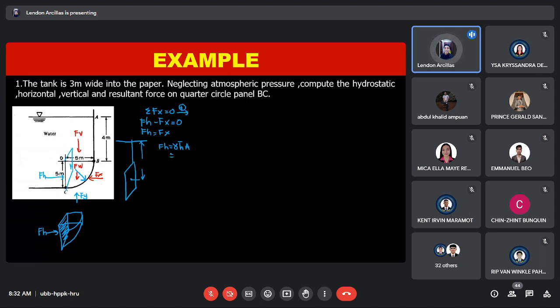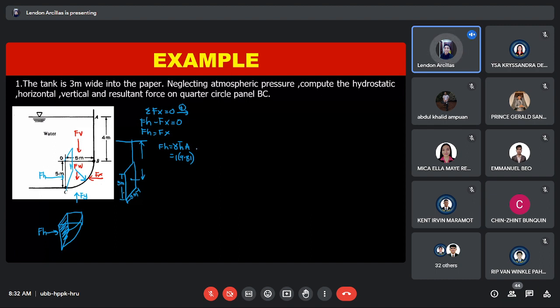That is water. 1 times 9.81. But we need to have the h bar and the area. So, ano yung width ng gate na to? So, we need to project 3 meters. So, this is 3 meters. The height is 5 meters. This one, 5 meters.